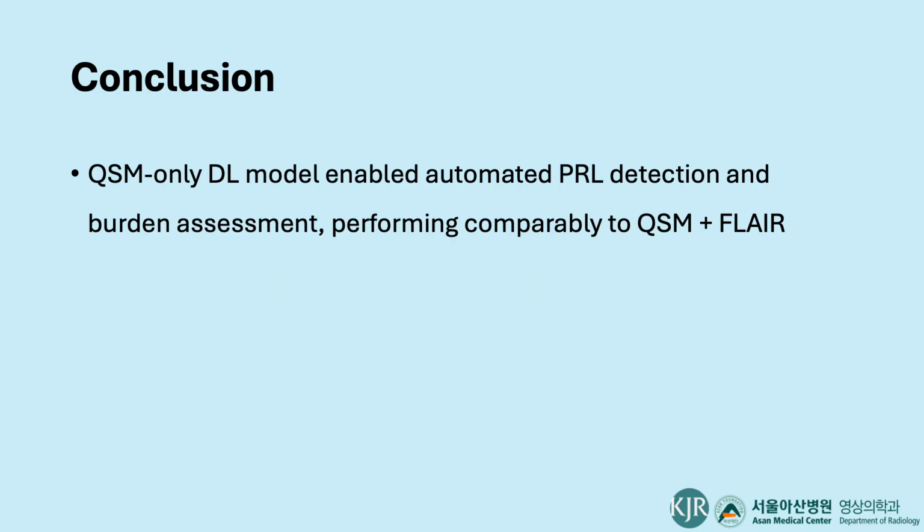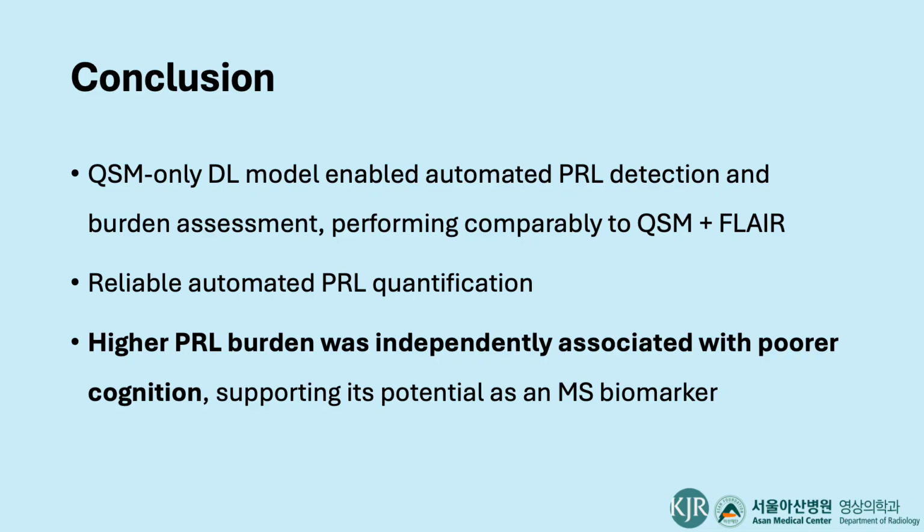To conclude, we developed and validated a QSM-only deep learning model that enables automated PER detection and burden assessment, performing comparably to, and in several respects better than, the multimodal QSM plus FLAIR approach. It offers reliable, standardized PER quantification, and the higher PER burden we measured was associated with poorer cognition, supporting its potential as a biomarker in MS.